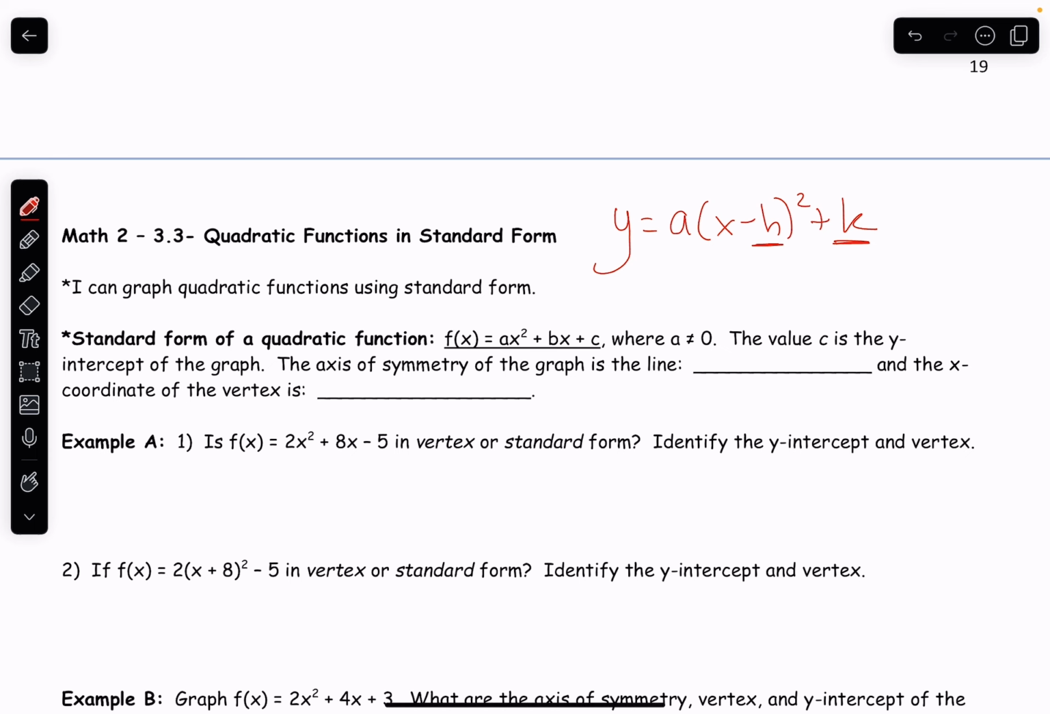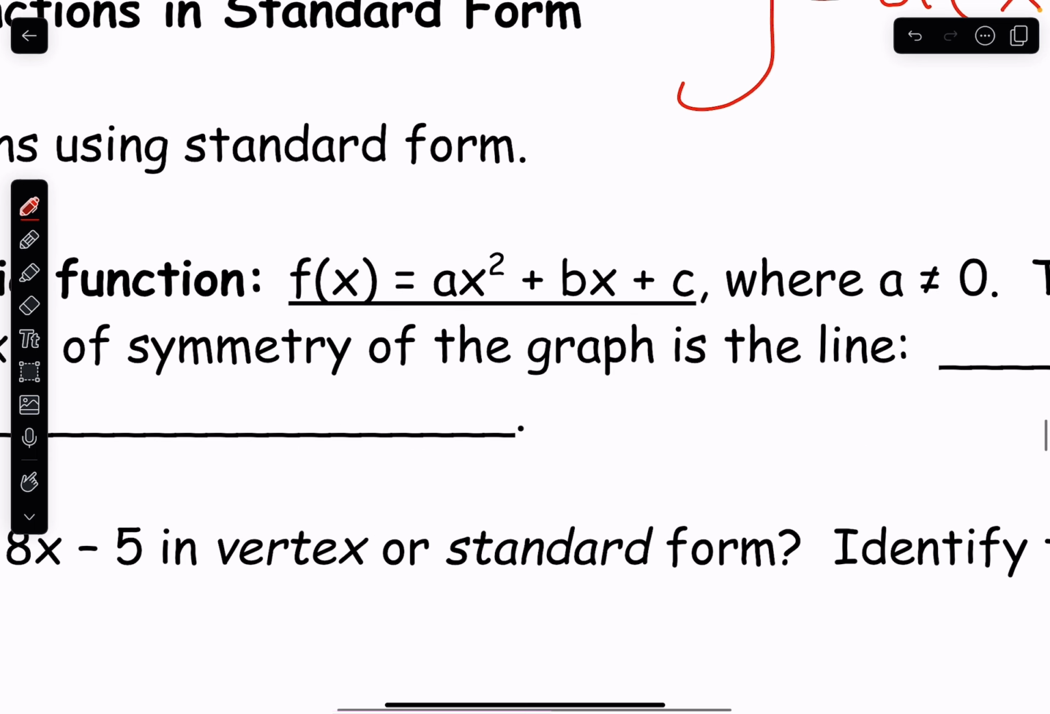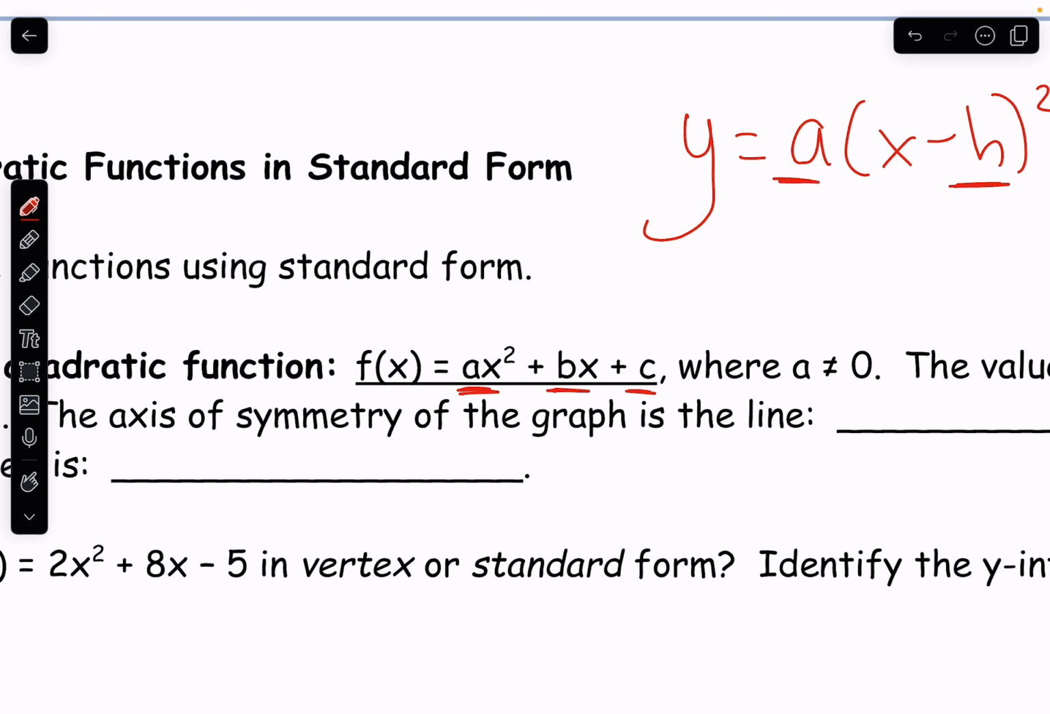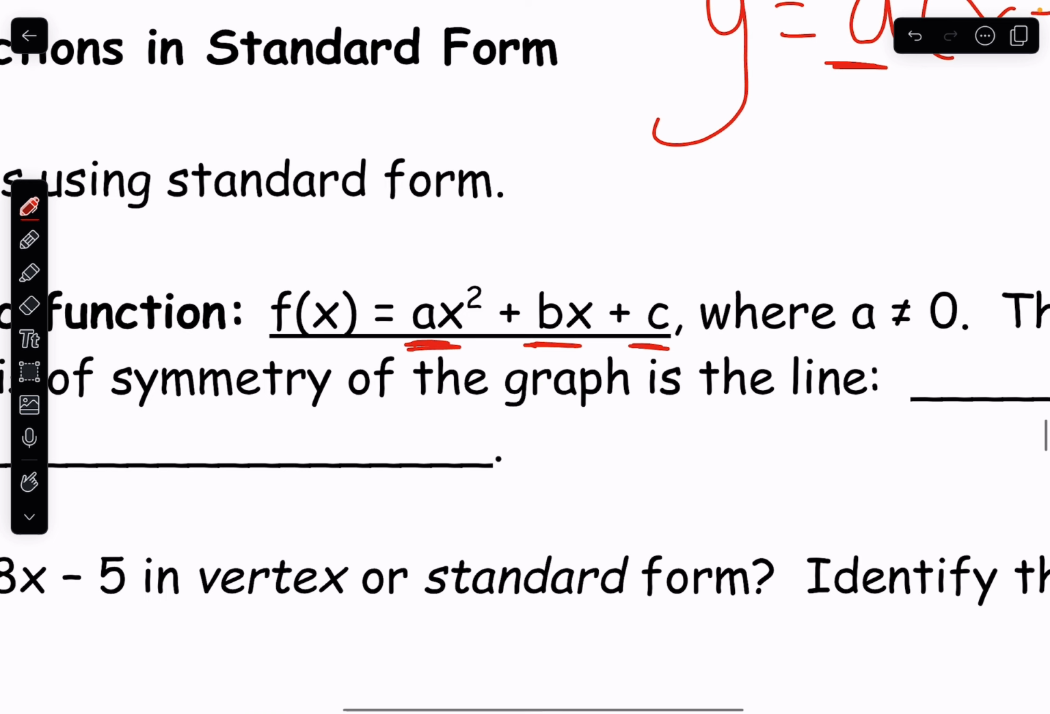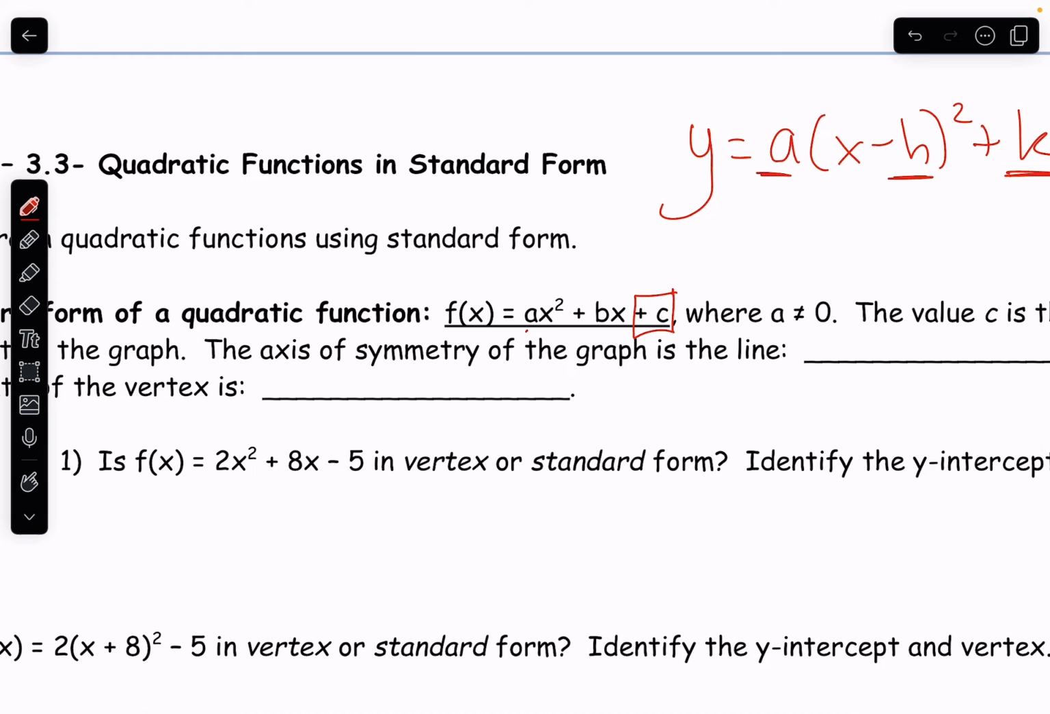Now, standard form of a quadratic function is in this form. It's ax squared plus bx plus c. The a value is actually the same thing that you would find in the vertex form. They're going to be the same, both in the standard form and the vertex form. And with vertex form, you get the vertex right away. Well, with standard form, you actually get your y-intercept right away. This c value on the end is your y-intercept, okay?